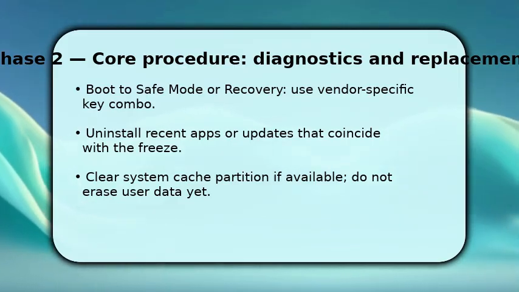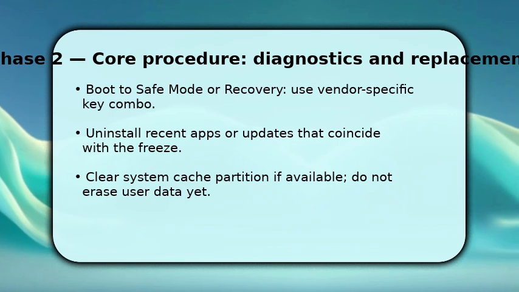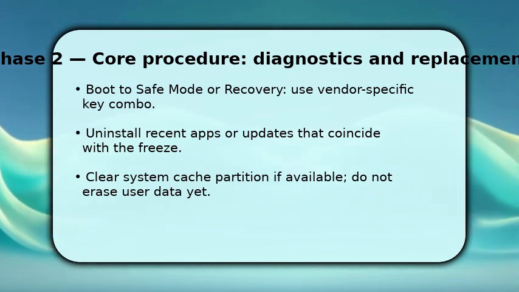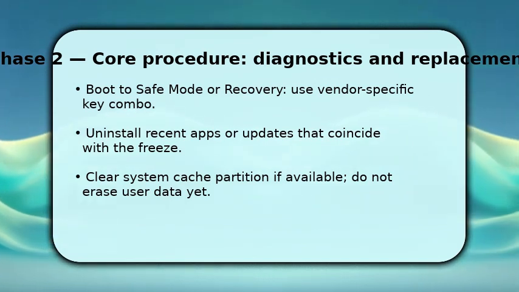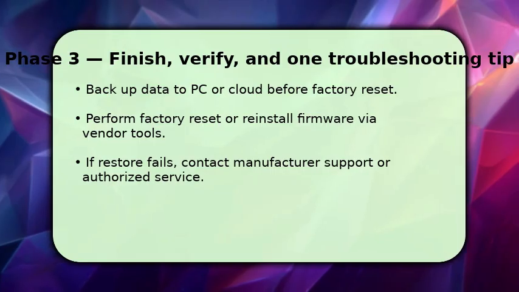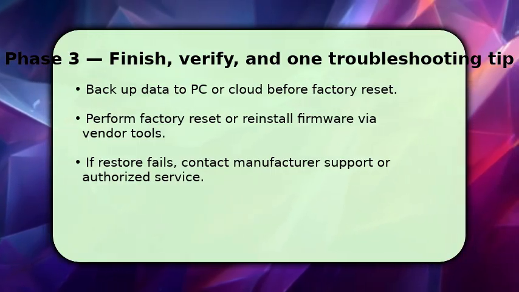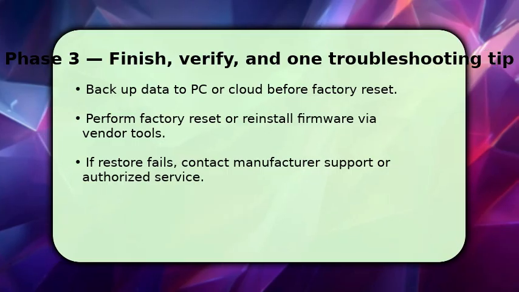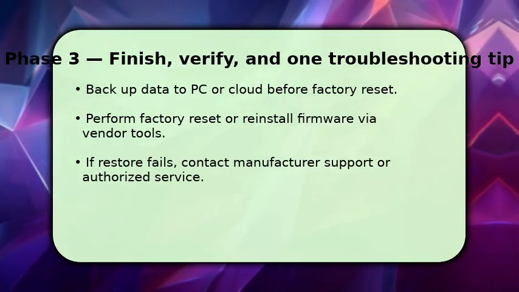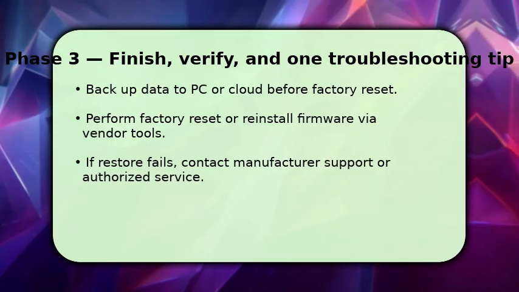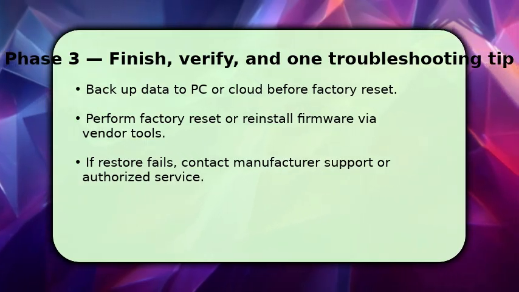If they fail, prepare for a deeper reset. You now move to a full restore only after backing up. Connect to a computer or cloud and copy photos, contacts, and settings. Perform a factory reset from recovery or use the vendor's desktop firmware tool to reinstall the OS. This removes stubborn software corruption.